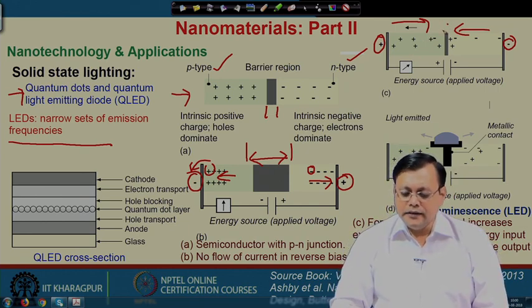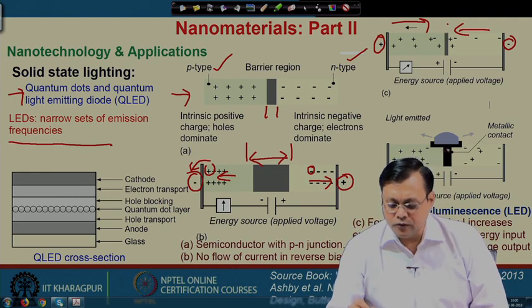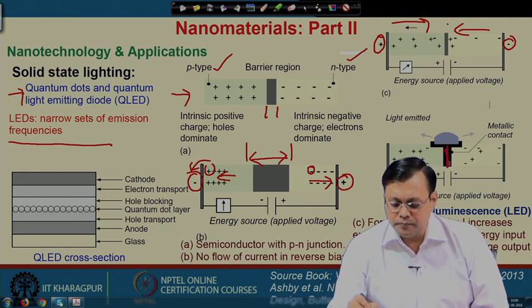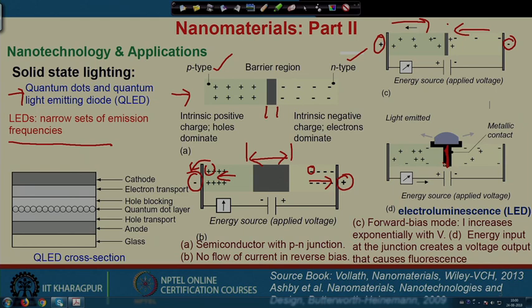And if we put a metallic contact here, then light will be emitted, and this property is called electroluminescence, meaning we apply a potential and light is emitted. So, the energy input at the junction creates an output that causes the fluorescence property.